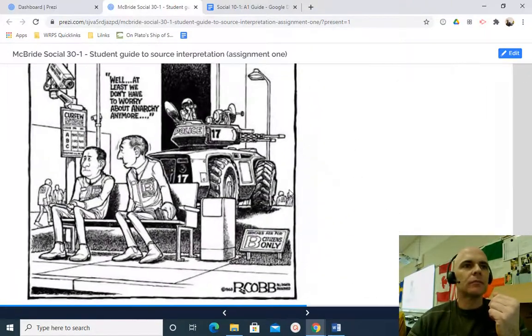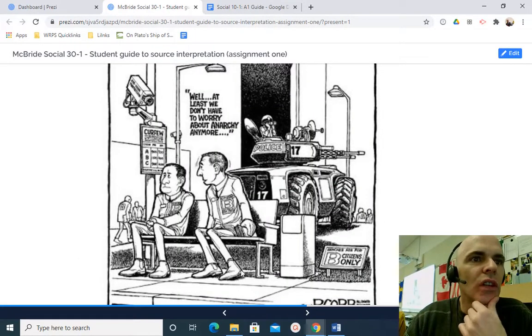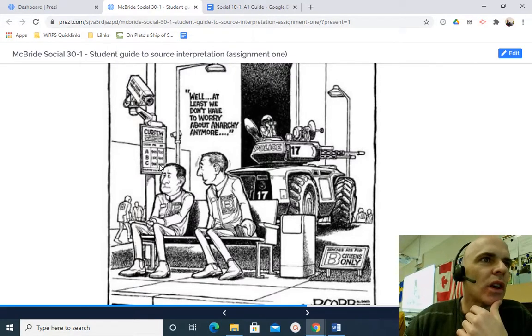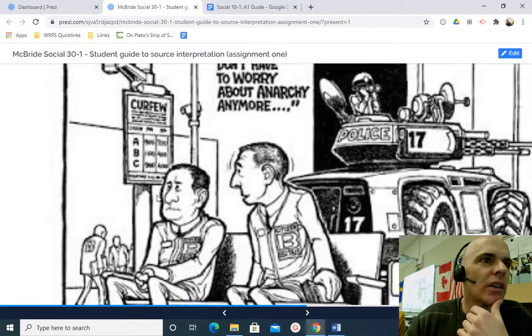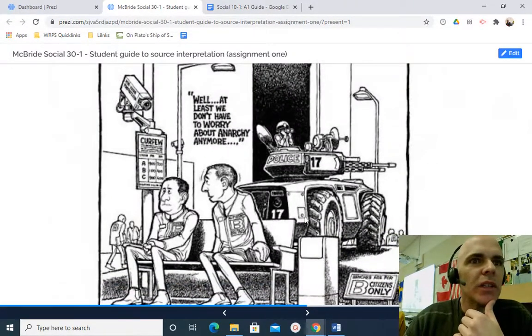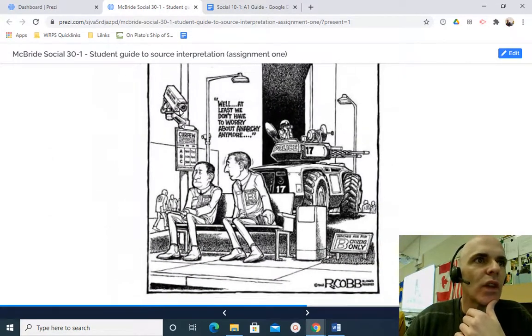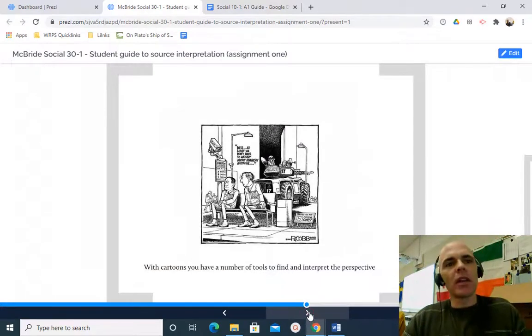So, again, big picture, what's on the page? You got two dudes sitting on a bench. They have Citizen B on their shirts there. One guy says to the other guy, well, at least we don't have to worry about anarchy anymore. We have different curfew times being set there. We can't see quite the times, but you can see that they are different. We have a heavy police presence, and we have things that are only available for Citizens B. And we also have cameras watching them. All right, so that's the source. So let's break it down.